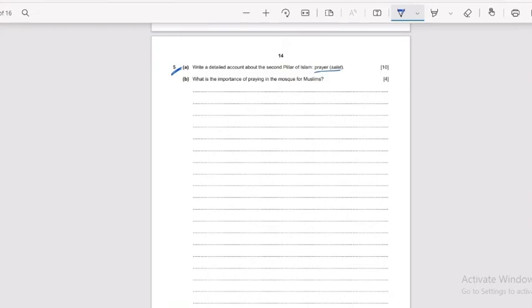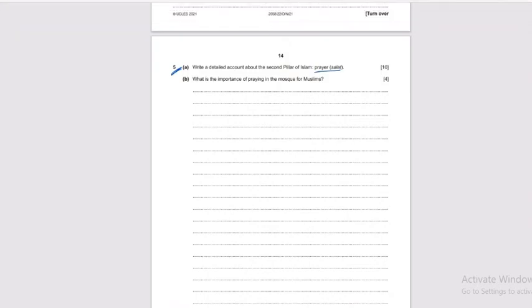So again, you see they've given 2 questions from the rightly guided caliphs and 1 question from the articles of faith and the pillars of Islam. So it's preferred if you prepare for both of the topics, the caliphs and the pillars and articles.